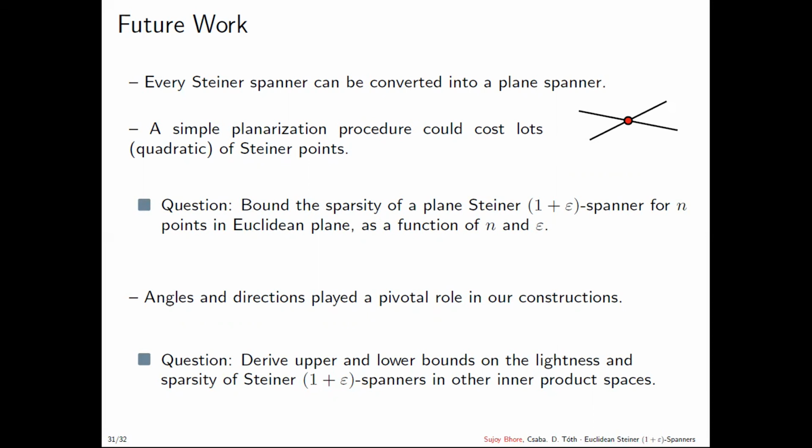Angles and directions played a very critical role in our construction. So we would like to pose the question of deriving upper and lower bounds on the lightness and sparsity of Steiner 1+ε spanners in other inner product spaces.